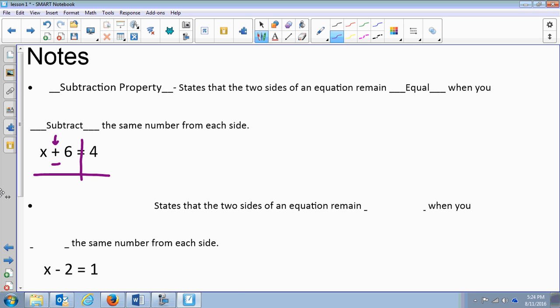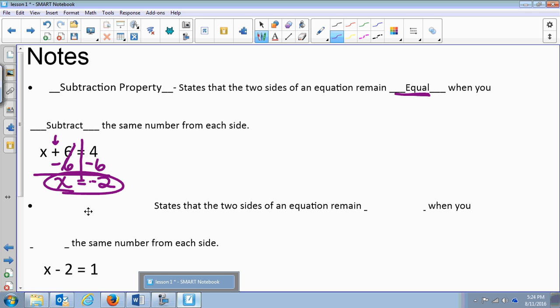So I see I have 6, so I'm going to subtract 6. In order to keep the equation equal, I have to subtract it from both sides. 6 minus 6 gives me 0, so I'm left with x. 4 minus 6, I'm going to use my negative rules that I learned in 6th grade, and I get negative 2. That is my answer.